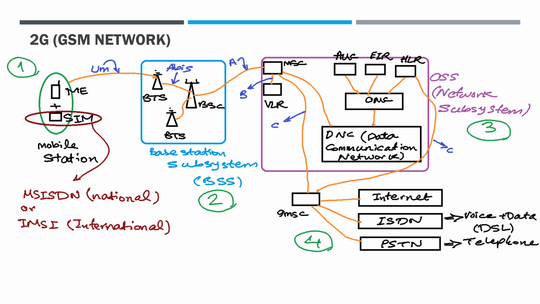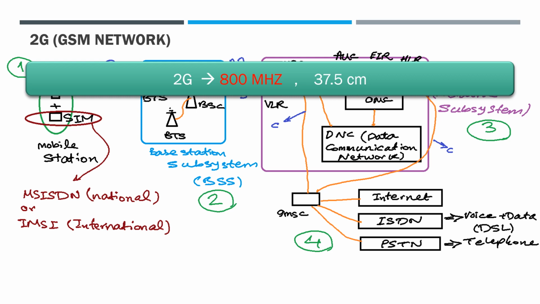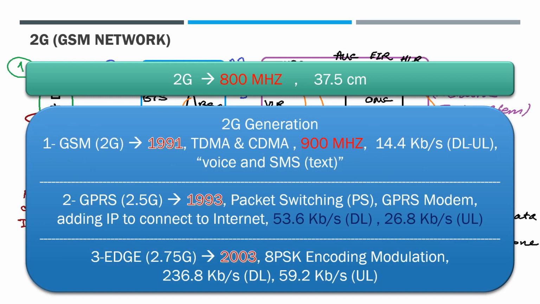So, what is 2G? The 2G generation was designed to carry voice and SMS in 1991 based on TDMA and CDMA modulation between 800 MHz to 900 MHz frequency. The speed of this generation is around 14.4 kilobits per second for downlink and uplink.